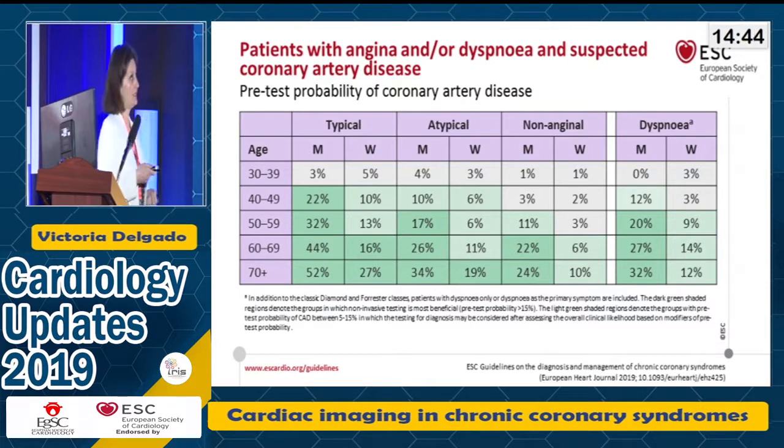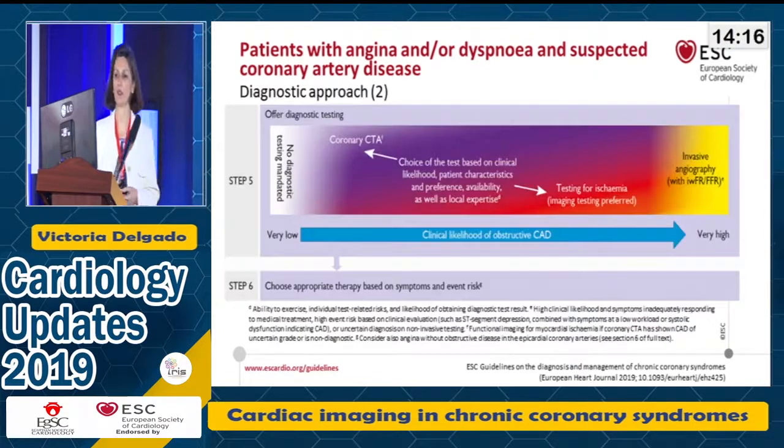So this is the table that has been modified from the last guidelines to assess the pretest probability of coronary artery disease. We still have the categories of chest pain, typical, atypical, and non-anginal, but you see that the guidelines have also included dyspnea. In this case, the patient was quite young, between 30 and 39, and is a female, so typically a 5% risk. So it's rather low.